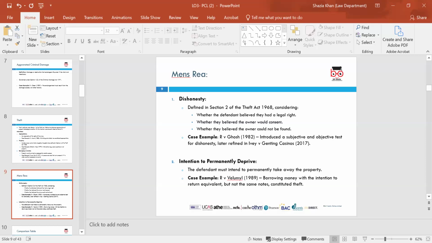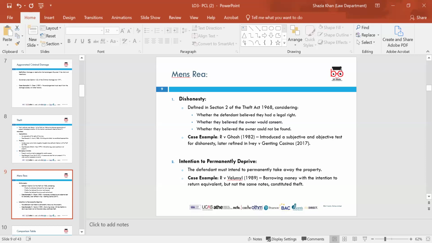Firstly, if he appropriates the property in the belief that he has in law the right to deprive the other of it on behalf of himself or of a third person, or B, if he appropriates the property in the belief that he would have the other's consent if the other knew of the appropriation and circumstances of it, or C, if he appropriates the property in the belief that the person to whom the property belongs cannot be discovered by taking reasonable steps. It is important to note that these are all judged subjectively, and there's no requirement that the defendant's beliefs were reasonably held.